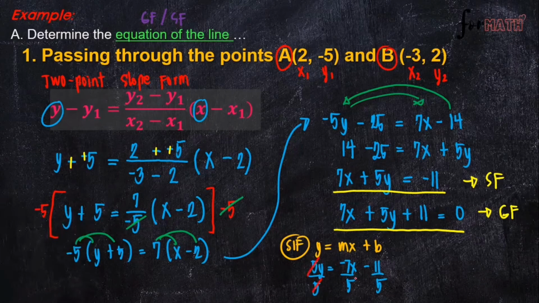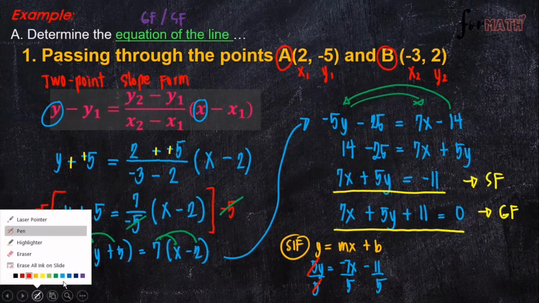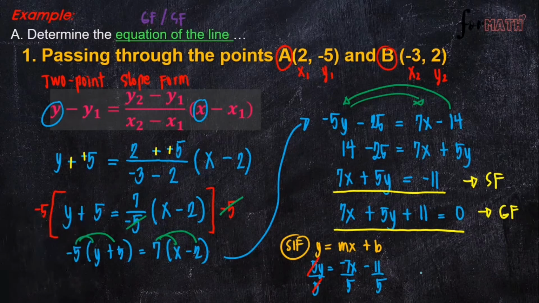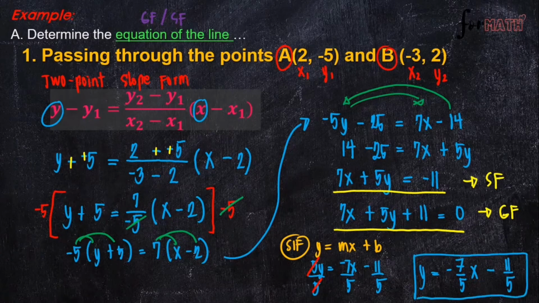Okay, wala naman tayong masisimplify dito sa 7 over 5 tsaka 11 over 5. So, ang ating slope-intercept form, we have y equals negative 7 over 5 x minus 11 over 5. Okay, so ito na po yung ating slope-intercept form. Okay, so meron kang standard form, general form, and ito naman yung slope-intercept form natin.